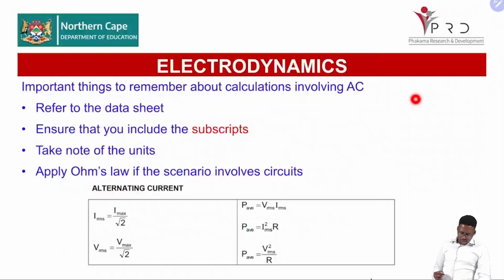So it is important to always include the subscript RMS. IRMS is equal to Imax over root 2. VRMS is equal to Vmax over root 2. Power average, if this average is not there, you lose all the marks, is equal to VRMS multiplied by IRMS. Power average is equal to I squared RMS multiplied by R. Power average is equal to V squared RMS over R. Make sure that you write the subscripts.